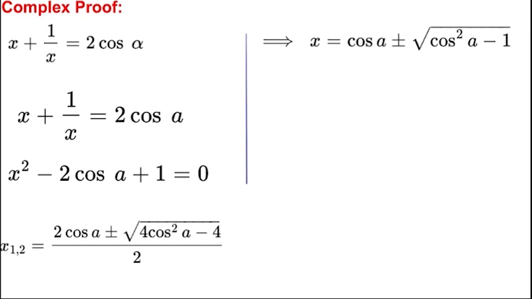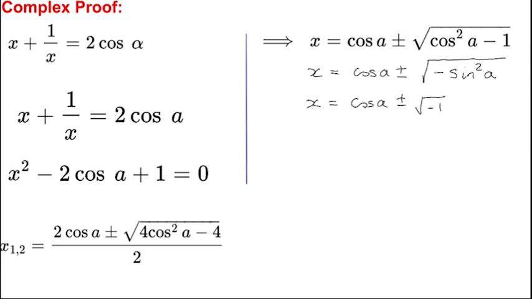Now let's examine this further. And we can rewrite it as x is equal to the cos of a plus or minus, so cos squared a minus 1 is negative sine squared a, as sine squared a plus cos squared a is equal to 1, the identity. Now let's progress with working on a split in the radical. So we can say negative 1 by the square root of sine squared a.